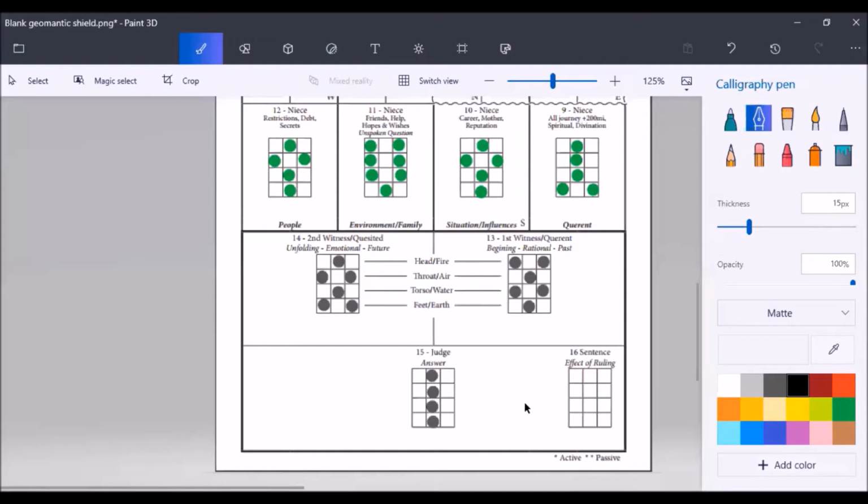Another level of interpretation is that the right witness represents the past of the question, and the left witness represents the future of the question, while the judge represents the current situation.